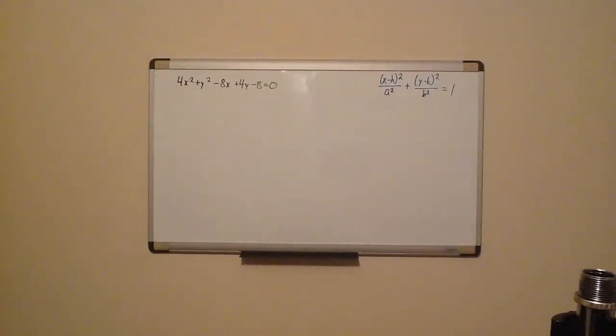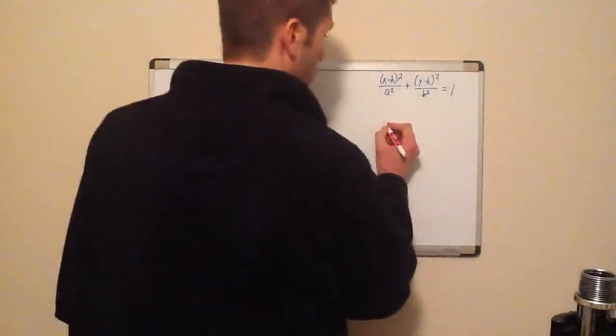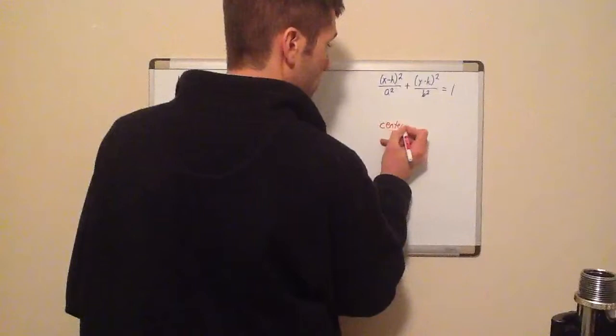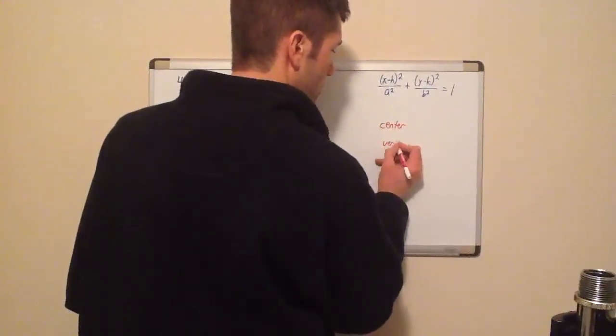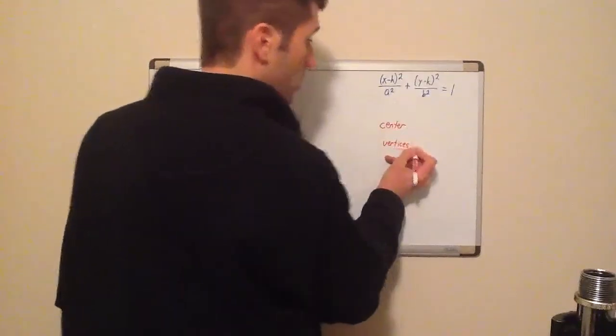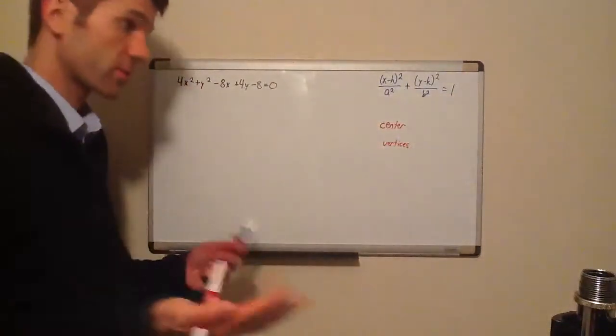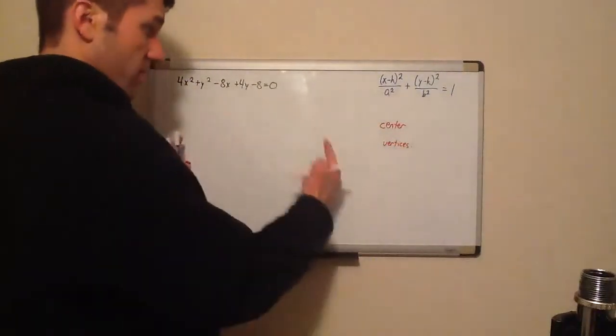So for this one, we are going to need to find the center, the vertices, and the foci. So let's write down the few things that we need to find. Whenever we're finished, we need to know the center of this one. We need to know the vertices. That's plural, so we're going to need to know more than one vertex, because remember, in an ellipse, you have a vertex on either end.